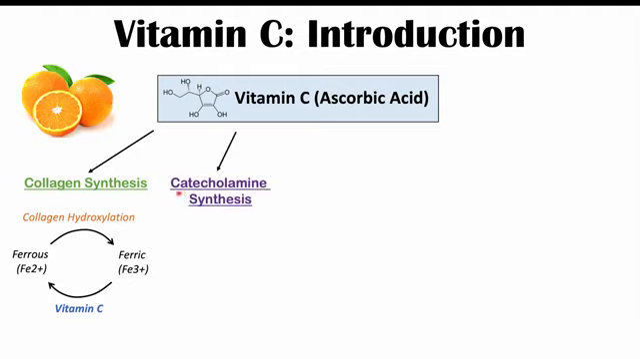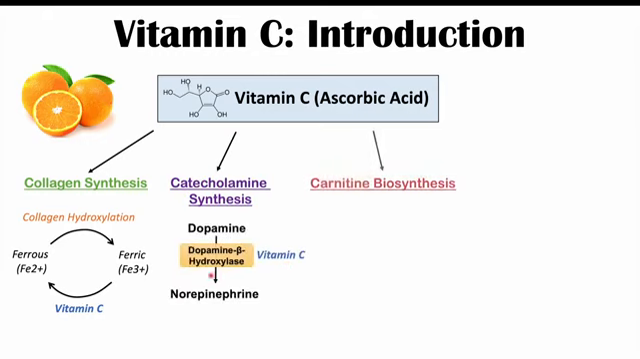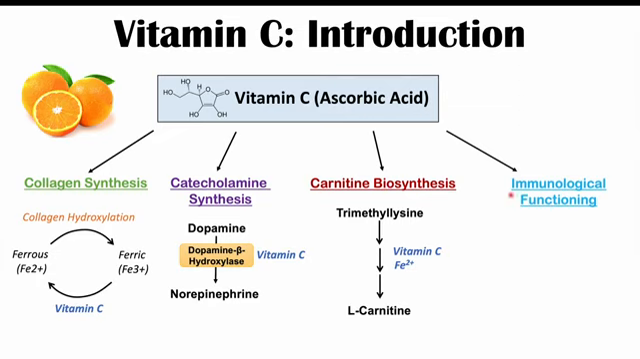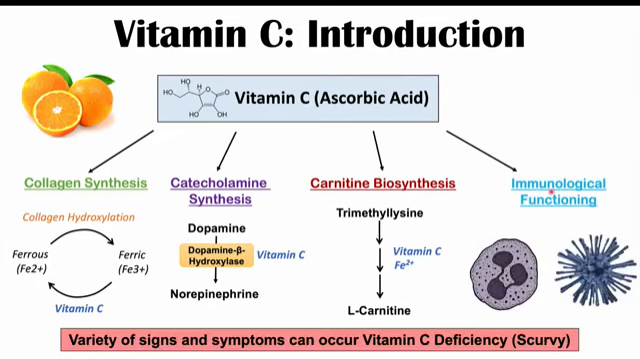Vitamin C is also important in catecholamine synthesis. So, catecholamines like norepinephrine and epinephrine. It's also important in what we call carnitine biosynthesis. So, carnitine is something that's important in fatty acid metabolism. And we can also see it being important for immunological functioning. So, there are many different signs and symptoms that can occur from a vitamin C deficiency. And a vitamin C deficiency is what we would call scurvy.